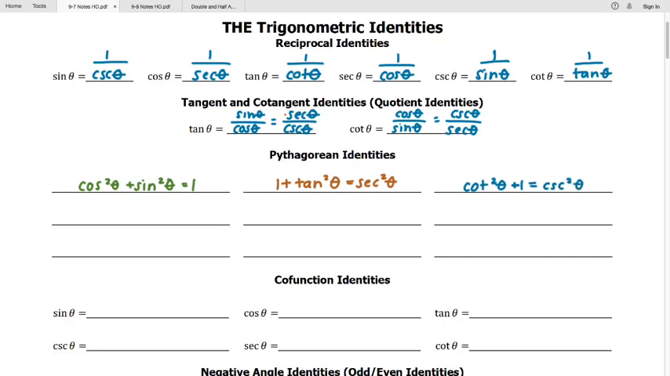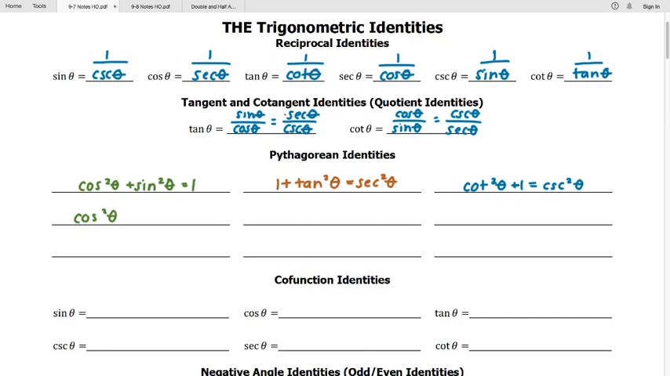All right, so those are our Pythagorean identities. Here's why I've given us lines underneath. What's going to happen is we're going to rewrite each of these Pythagorean identities to equal something else. So instead of having it equal to 1, maybe I want to move things around. So I'm going to move the sine squared to the other side.